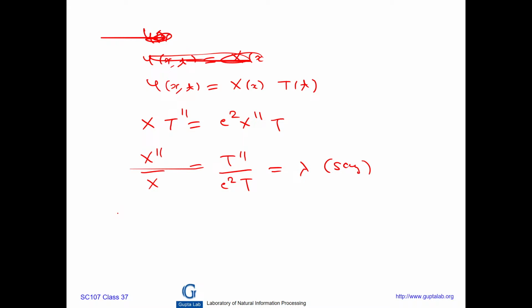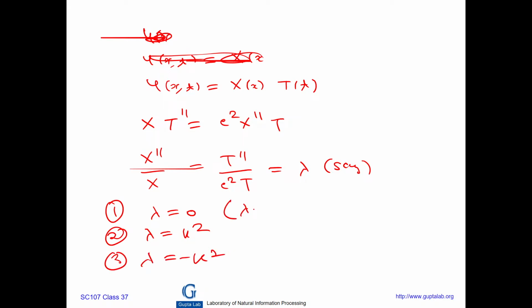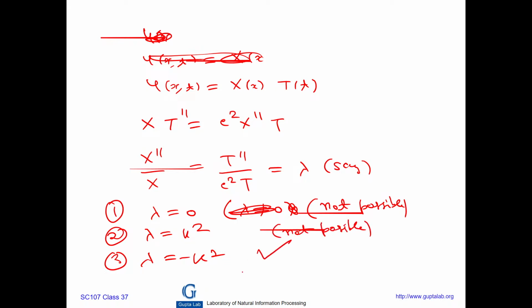Three cases: lambda is equal to 0. Second case, lambda is equal to k square. Third case, lambda is equal to minus k square. Actually you will see that lambda is not equal to 0, I would say that is not possible. And this is also not possible. This is the only possibility. Right. How will you show that it is not possible?